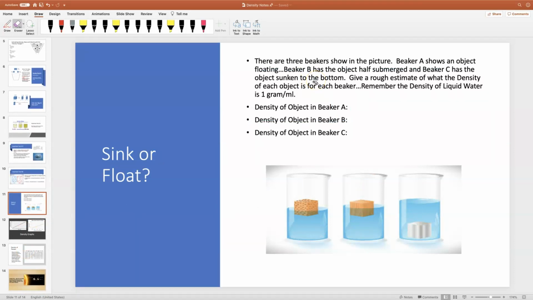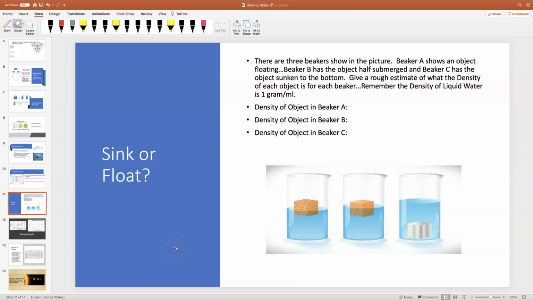The first one is a sink or float. It says there are three beakers shown in this picture. Beaker A shows an object floating. Beaker B has an object half submerged, so it's kind of suspended here within the water. And Beaker C has an object sunken to the bottom. Give a rough estimate of what the density of each object is for each beaker. Remember, the density of liquid water is about 1 gram per milliliter when the water is about 4 degrees Celsius.